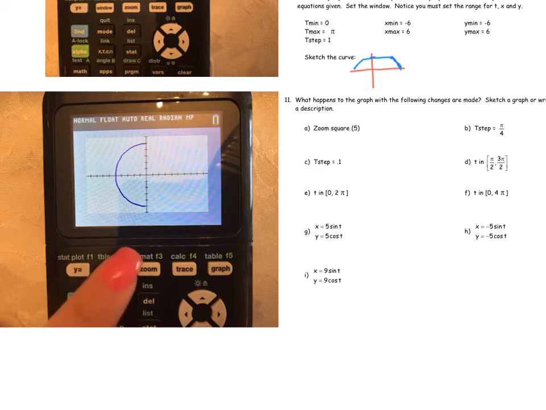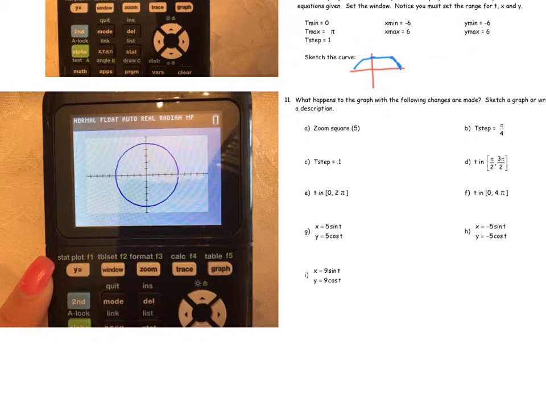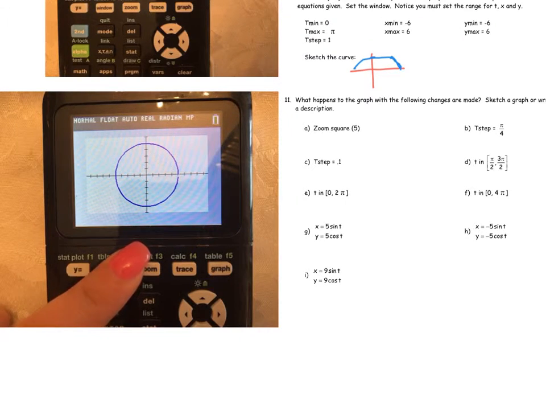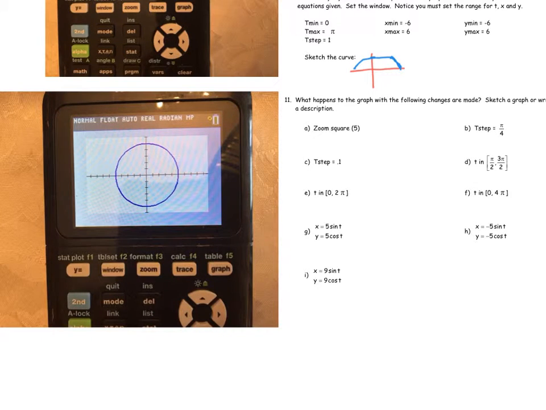Now let's go back to T, and change it from 0 to 2 pi. It's going to be a full circle, but the full circle is starting from here. Keep that in mind. So it's starting from the right, going a full circle. Now let's go to F, and now from 0 to 4 pi. Same thing. It's starting from here and then making a full circle, but maybe you don't see it.